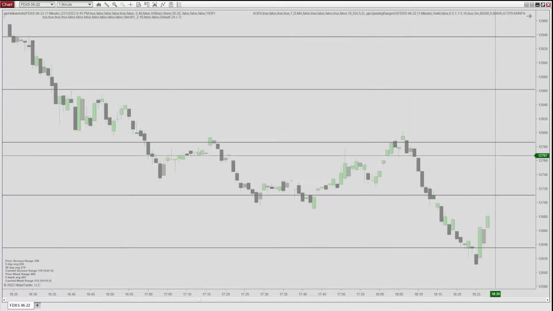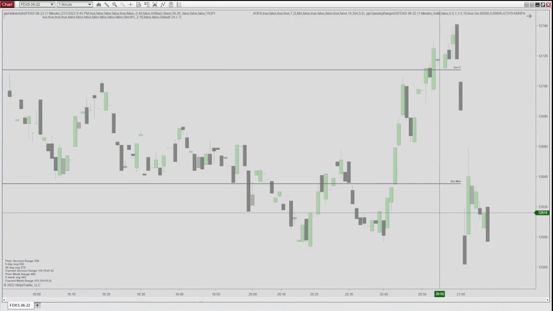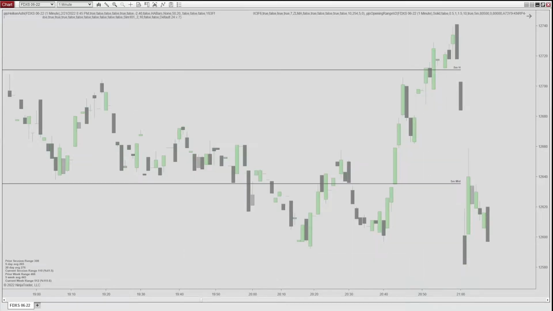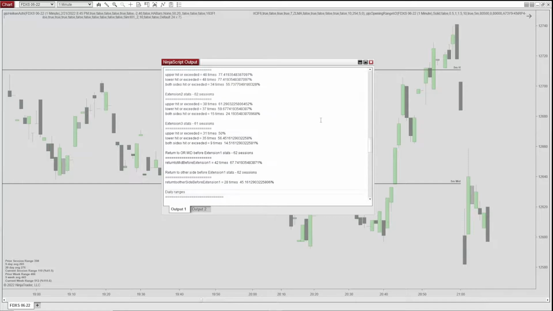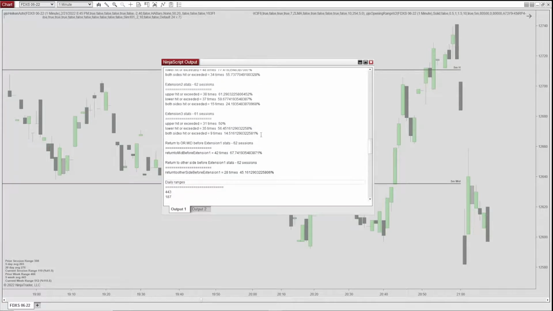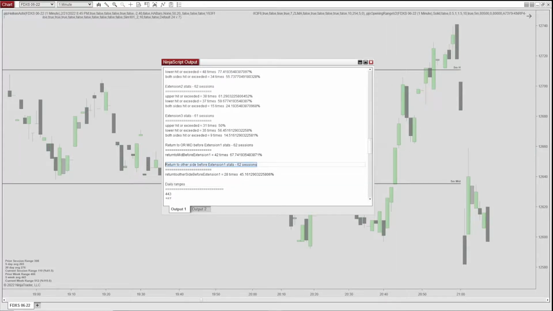Anyway, as I say, there are, I think, 90 days of data in this test. And what that in fact gives us is 62 sessions. Does that seem right for 90 days? Yes, probably is.